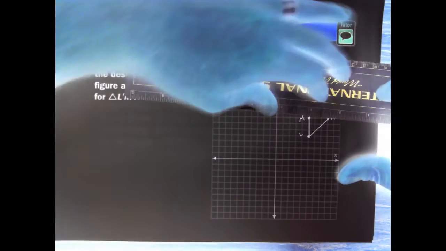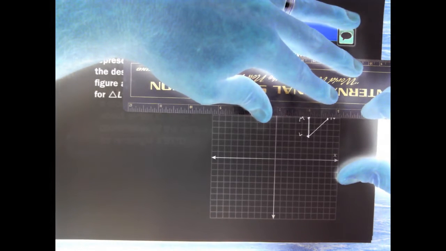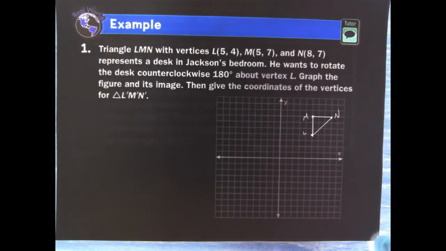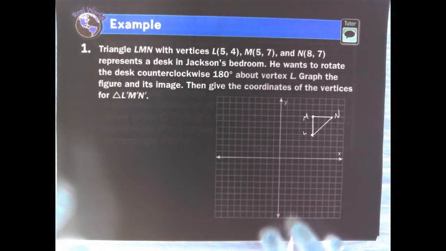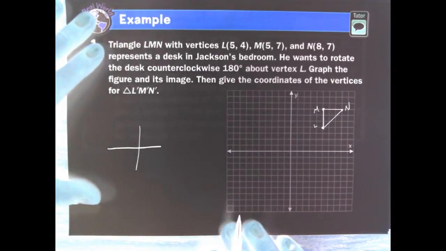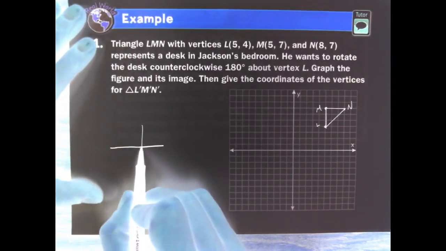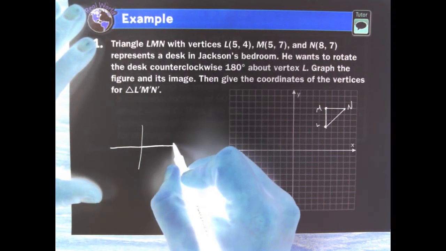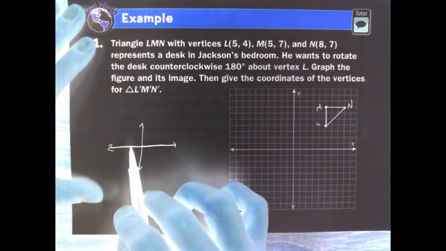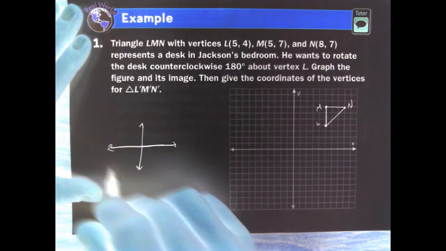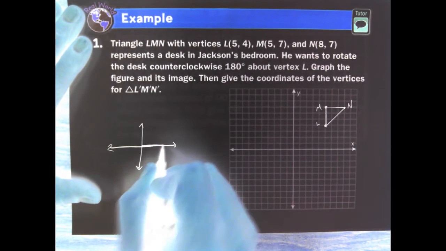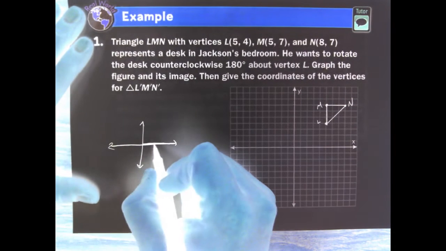So now it asks us to rotate it counterclockwise 180 degrees about vertex L. So one thing we need to understand is our basic amount of degrees. So, in general, when we talk about angles, we work around the coordinate plane in a counterclockwise manner. Okay? Clockwise is the way the clock turns. That would be this way. Counterclockwise is this way. So if we start here, every time we hit an axis, that is 90 degrees.